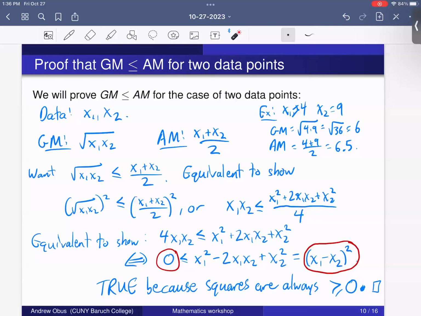Okay, so this is a quick proof, for 2 data points at least, that the arithmetic mean is always bigger than the geometric mean. And in fact, this is true for all numbers of data points, but the proof is a little bit harder. So for now, we're just going to do two data points here. Any questions on this?